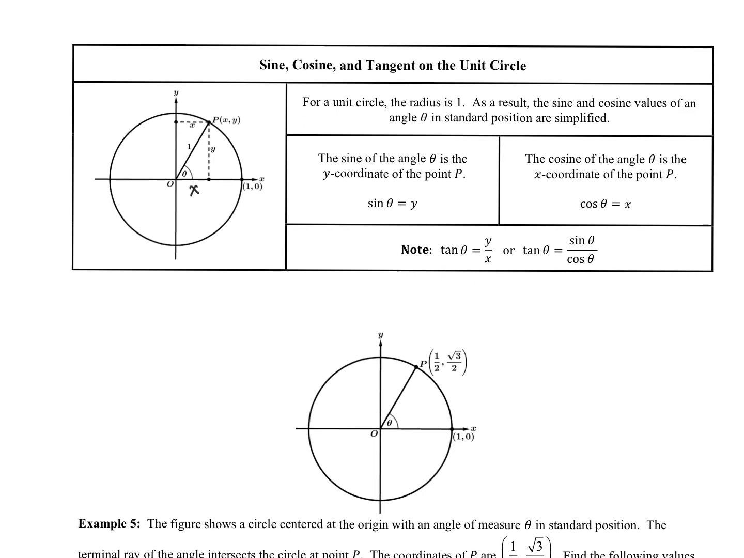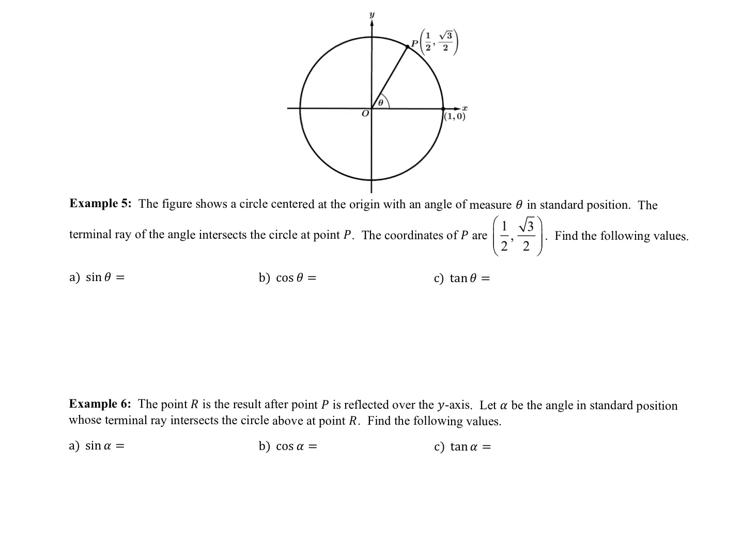All right, let's put it into use, but we're going baby steps right now. I need a good reader. The figure shows a circle centered at the origin with an angle measure of theta in standard position. The terminal ray of the angle intersects the circle at point P. The coordinates of P are 1/2, square root of 3 over 2. Find the following values. All right, beautiful.